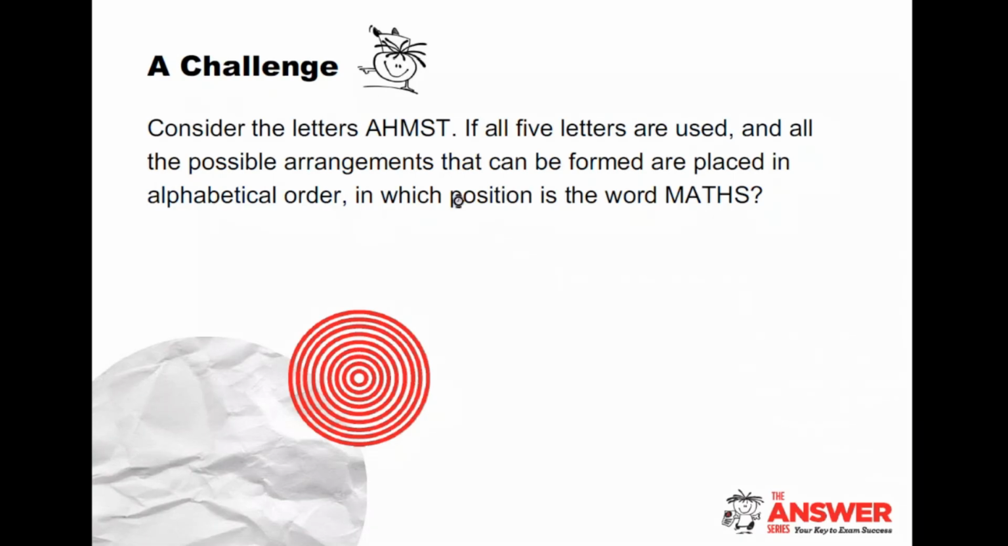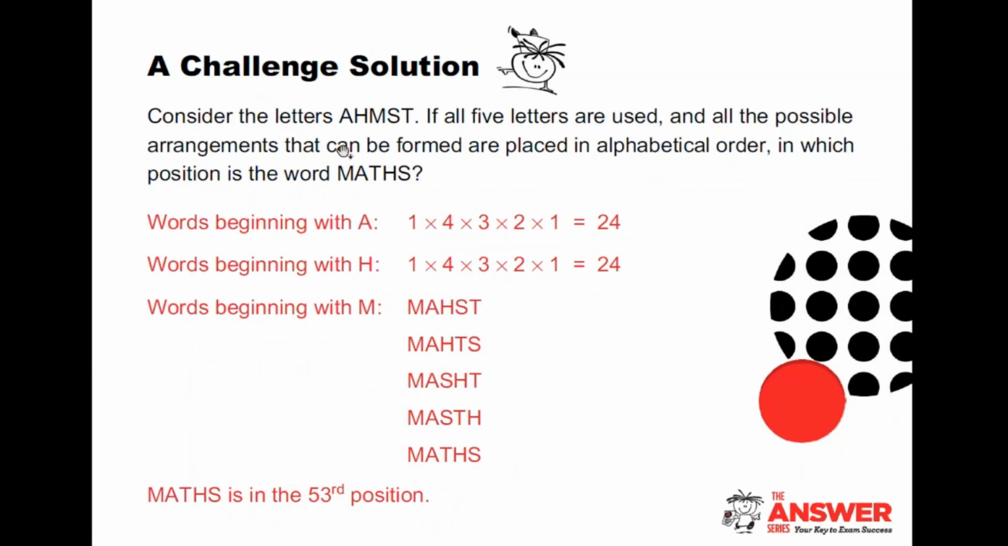So what you do is you say, fine, words beginning with A. So if it starts with an A, A has to be at the beginning. How many letters can go in the next slot? 4: H, M, S, or T. How many letters in the next slot? 3, then 2, then 1. So how many words start with A? 24. Alphabetical order. What's the next letter in the alphabet out of A, H, M, S, T? And I very nicely gave it to you in alphabetical order, it is H. How many words start with H? Again, 24. Now we take words starting with M. Okay, and that's where I want to get to.